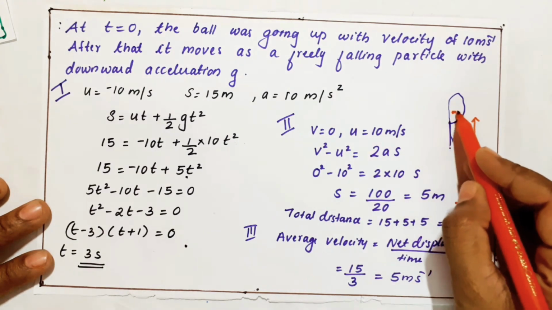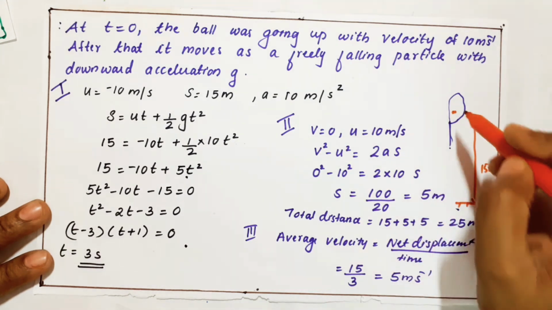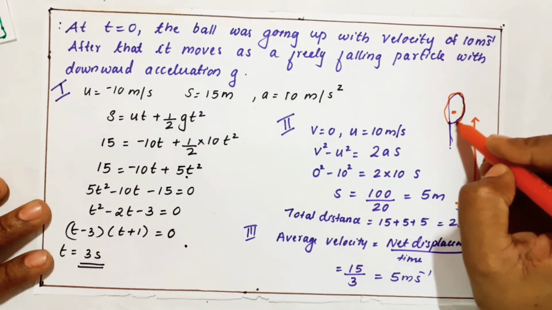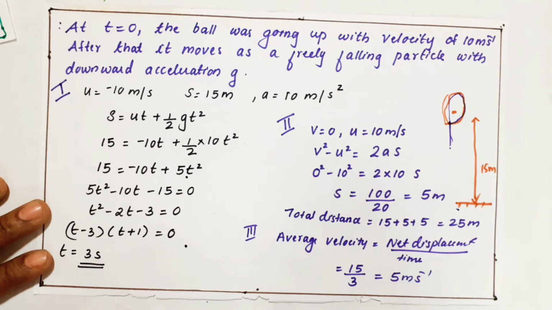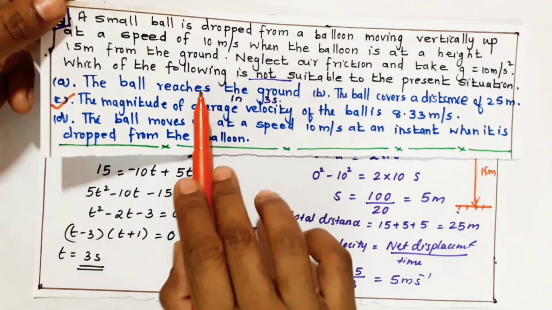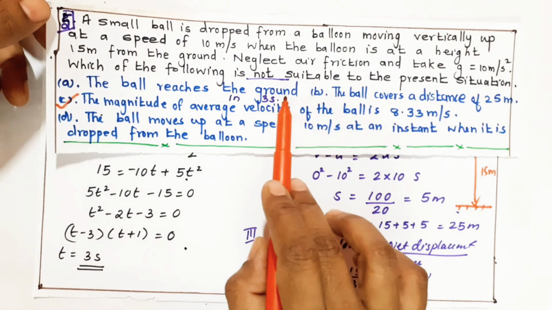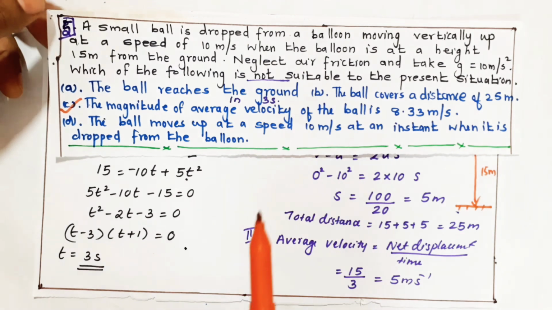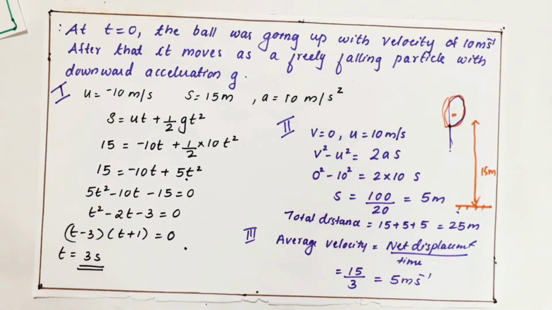From here, a ball is dropped down. Still the balloon is going up with a velocity, right? So we need to find first what is the time taken, because in the option they told the ball reaches the ground in 3 seconds. Like that also, a question they can ask.